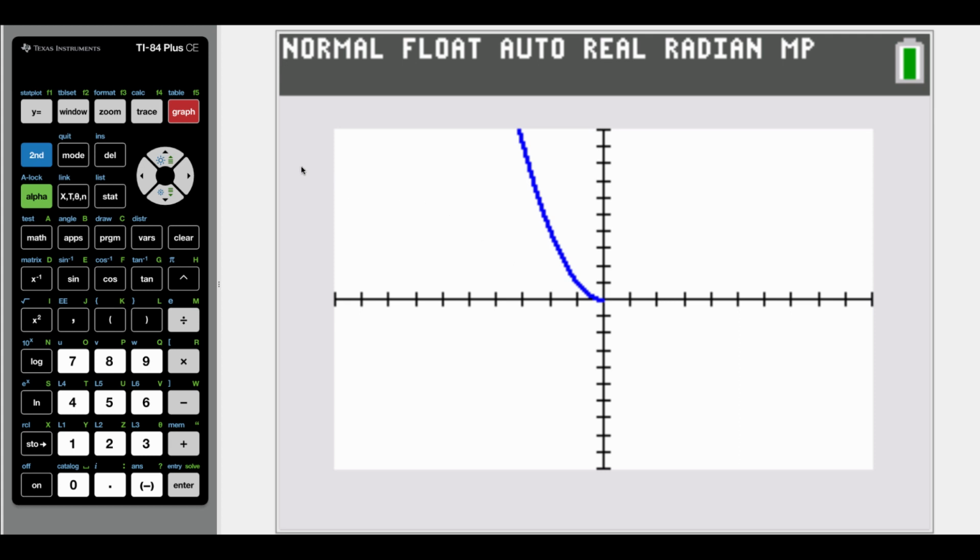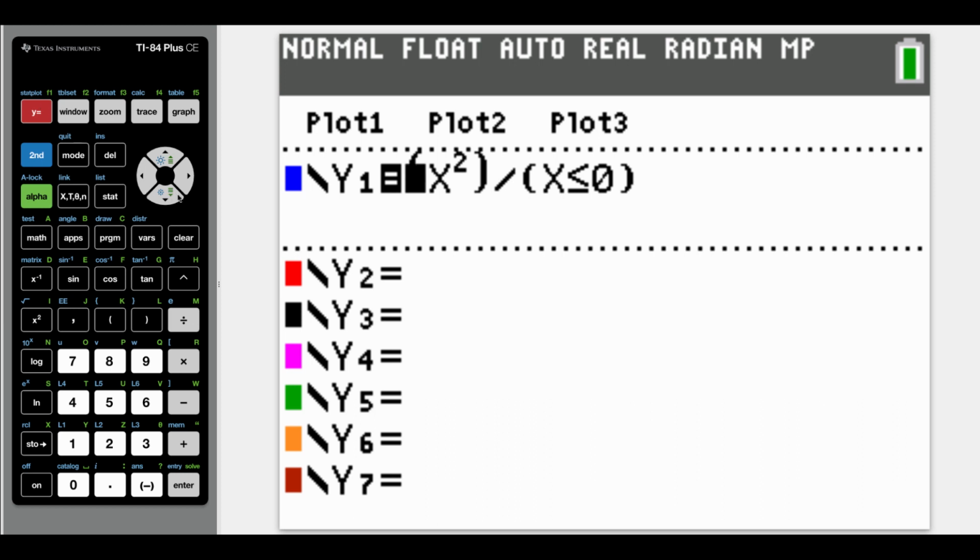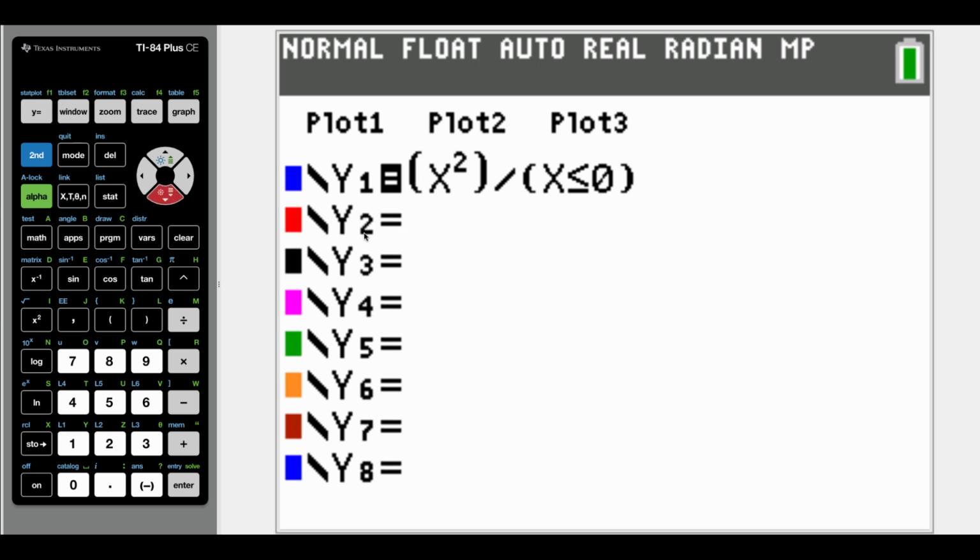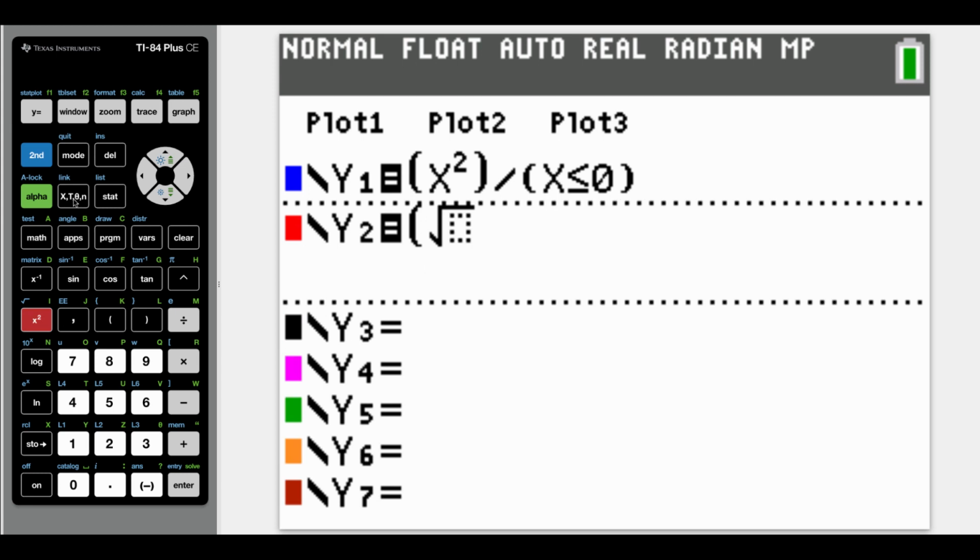But we've got another piece of our function to add in here, so I'm going to go back to my y equals screen, and I'm going to arrow down to graph number 2, y2 in here, and this one is the square root of x. So I need to do a set of parentheses, and then do the square root of my x value, and then I need to close up my parentheses there.